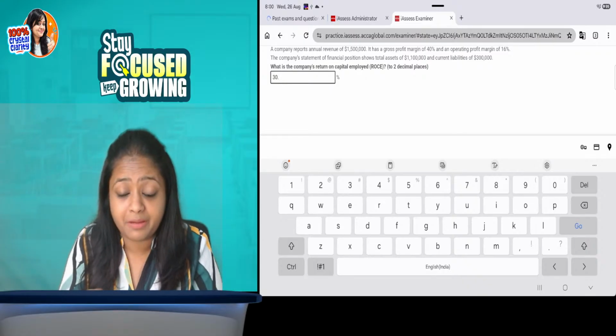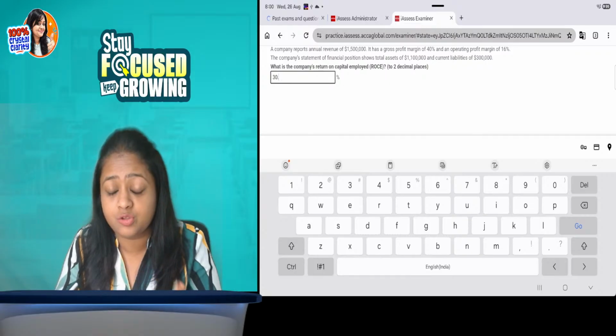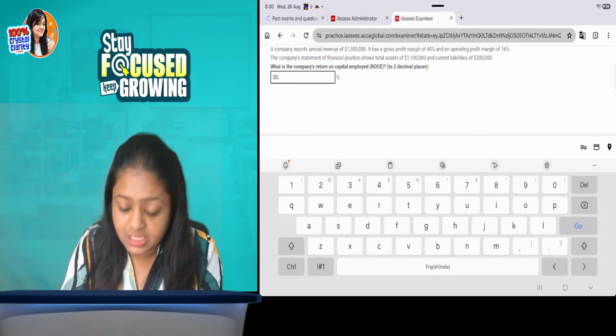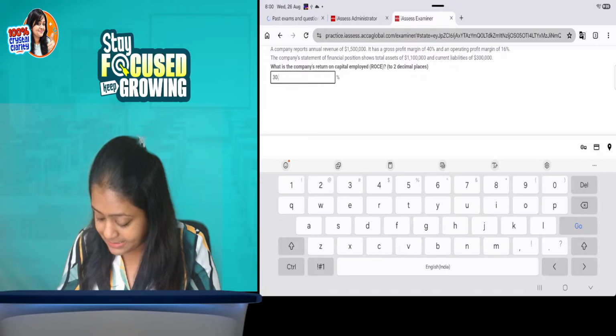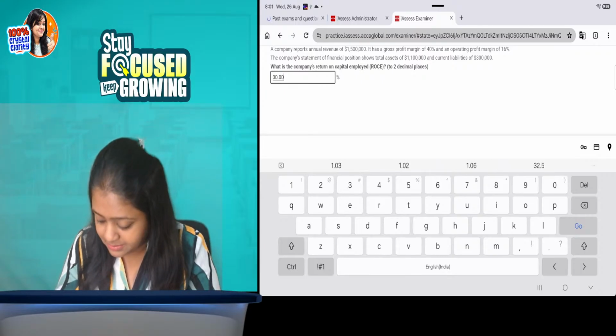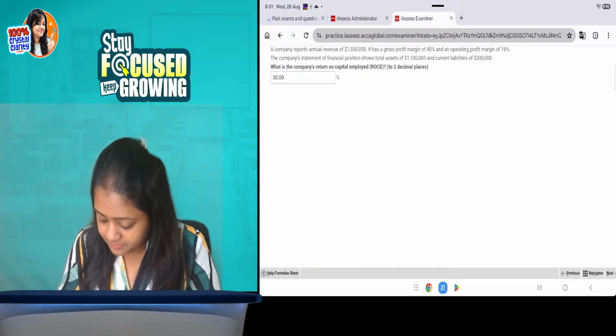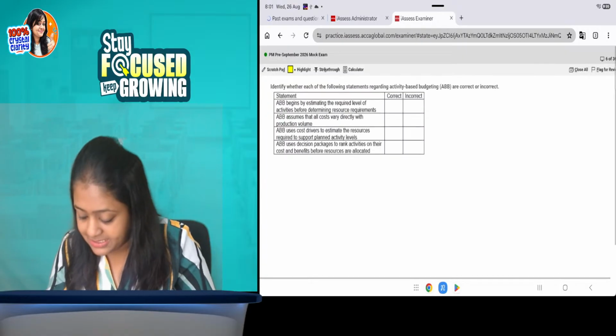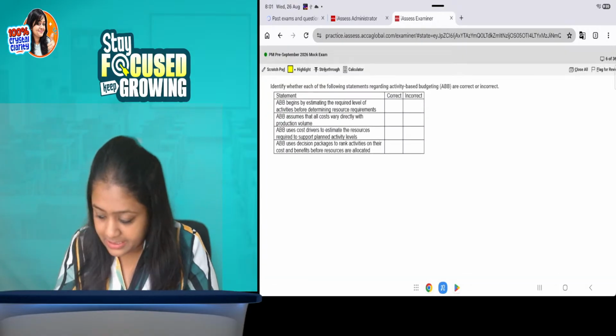And see here, my question said that your answer is not meeting the format, because the requirement here is still 2 decimal places. So I have to write 2 decimals. Okay, now let's take the next one. So here it is.